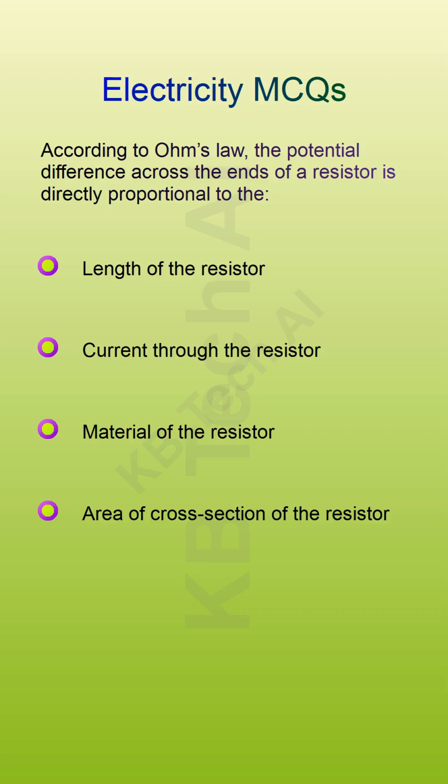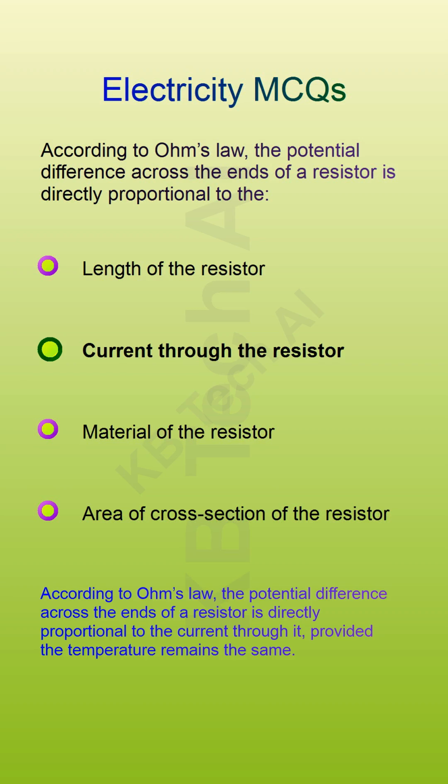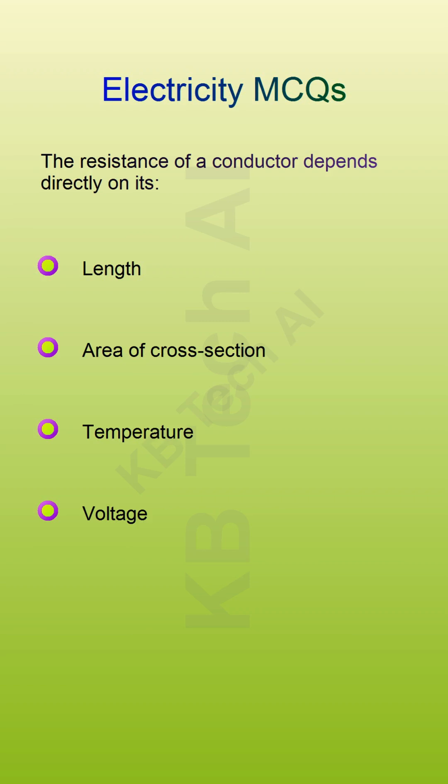According to Ohm's law, the potential difference across the ends of a resistor is directly proportional to the option 1, length of the resistor, option 2, current through the resistor, option 3, material of the resistor, option 4, area of cross-section of the resistor. The answer is, option 2, current through the resistor. The resistance of a conductor depends directly on its option 1, length, option 2, area of cross-section, option 3, temperature, option 4, voltage. The answer is, option 1, length.